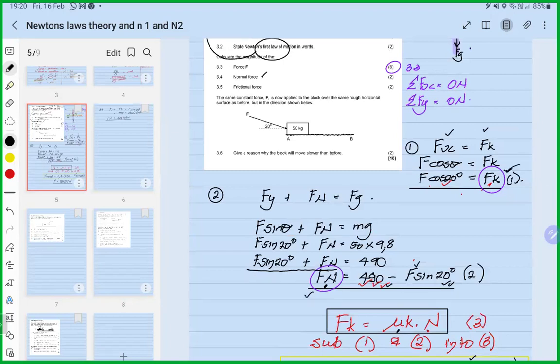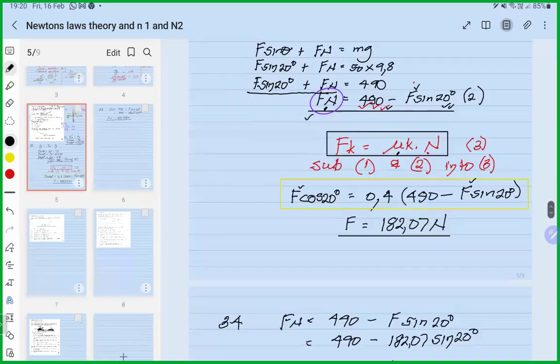So if you set up everything neatly and nicely, these 2 marks would have been easy to get. But that's 6 marks on the top. You would have sweated for that. Even a grade 12 learner will cry for that one. So your kinetic friction is F cos 20.